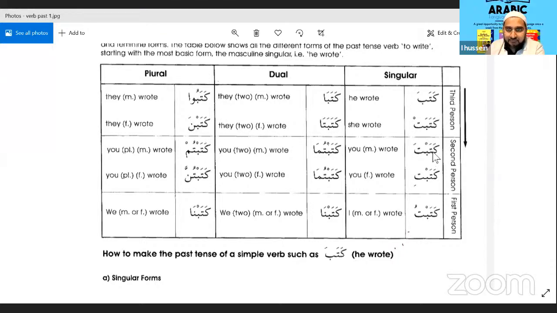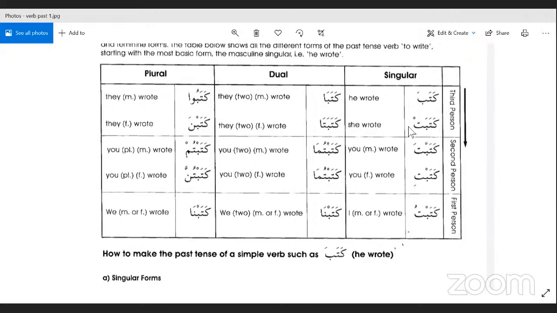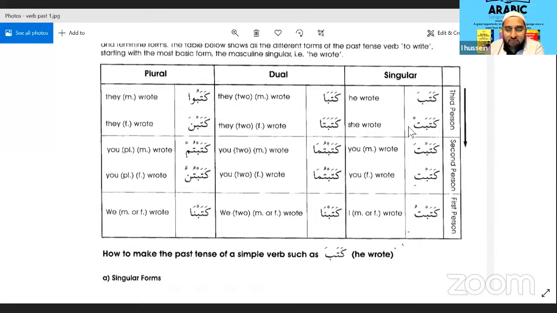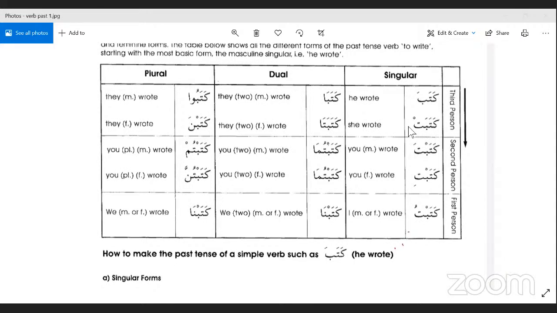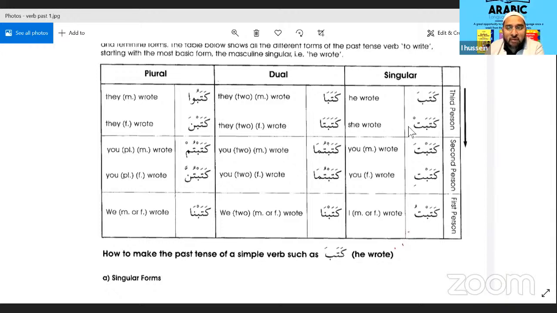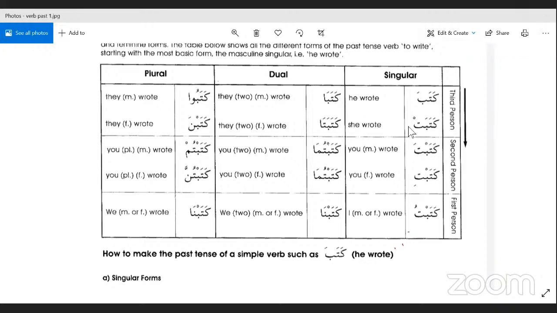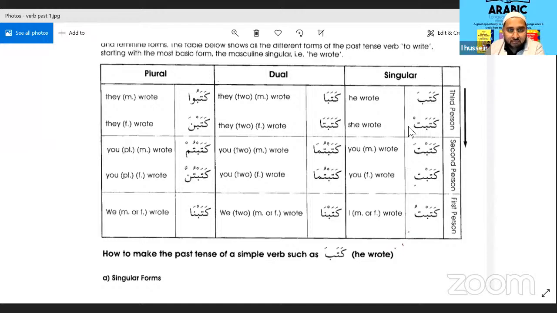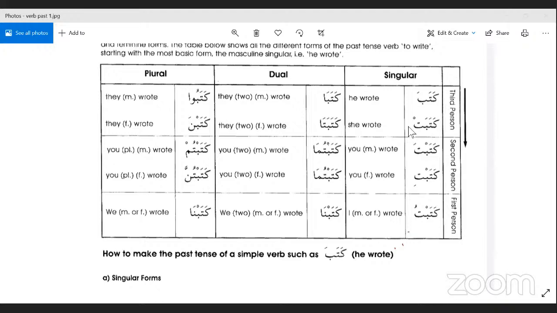Excellent. I'm going to test you now. It's so easy, you will learn them. How do you say she wrote? Katabat. Excellent. How do you say he wrote? Kataba. Correct. How do you say they both males wrote? Kataba, without the ta. Excellent. And how do you say the two females wrote? Katabata. Excellent. How do you say they all boys wrote? Katabu, with the dhamma. Excellent. And how do you say they all females wrote? The rules say that it changes to a sukoon, so it becomes katabna.